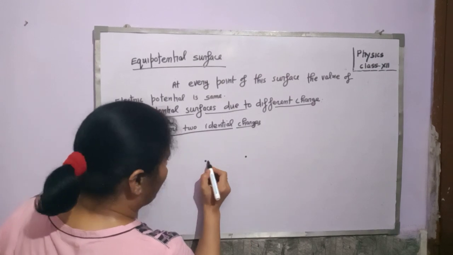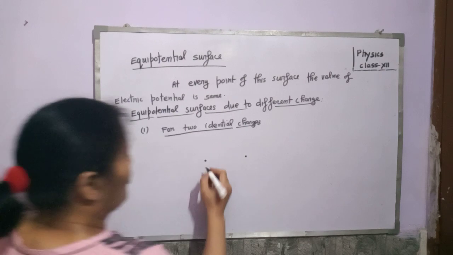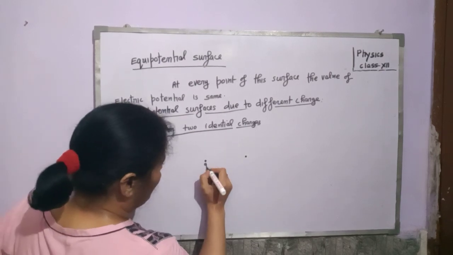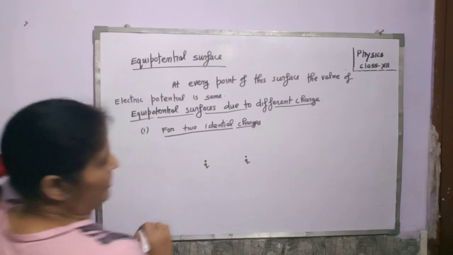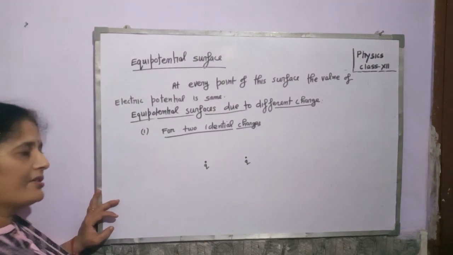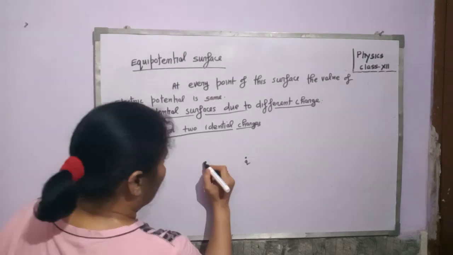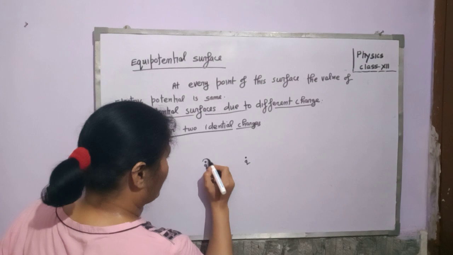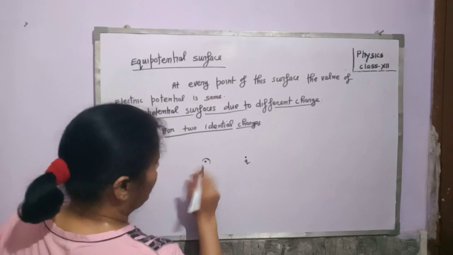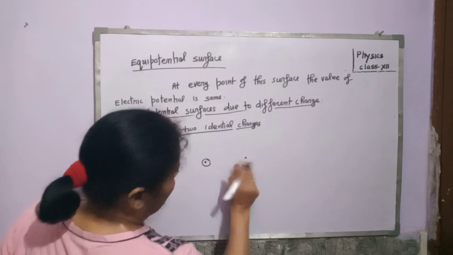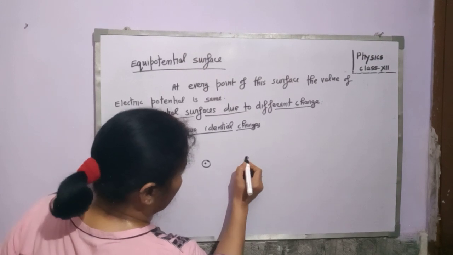Then what will be the equipotential surfaces? Both charges are of the same nature. Suppose this is charge Q and this is charge Q, both positive in nature. Then you know that like charges repel each other. Here the equipotential surfaces are in this manner. You can see here, in this manner, this one, this one.